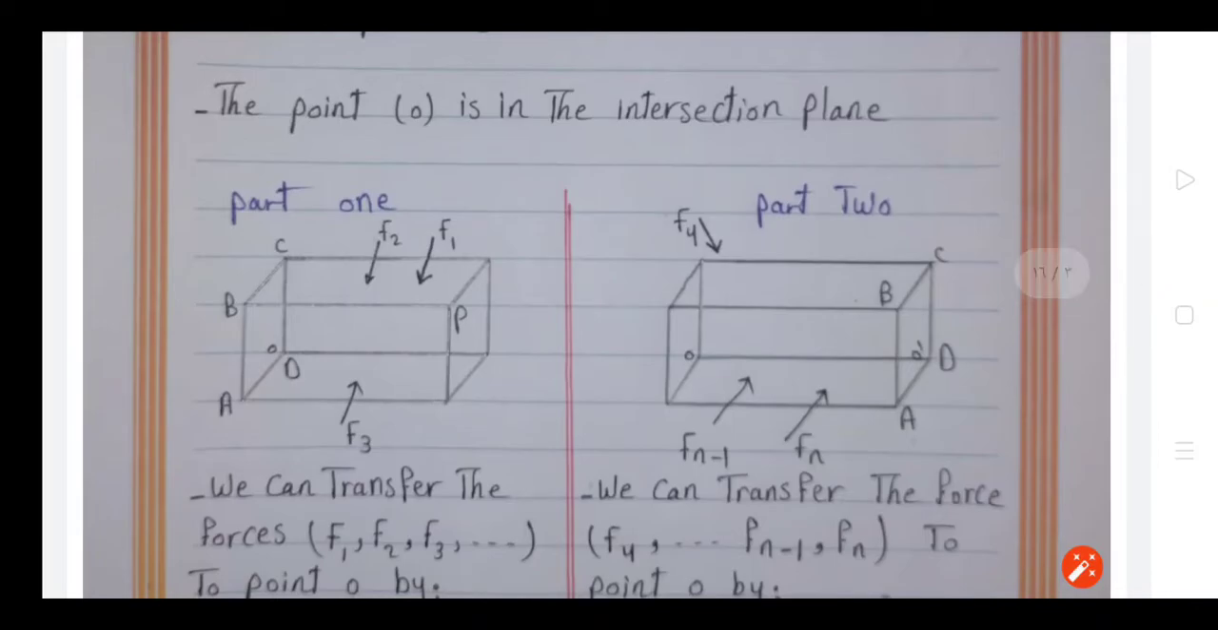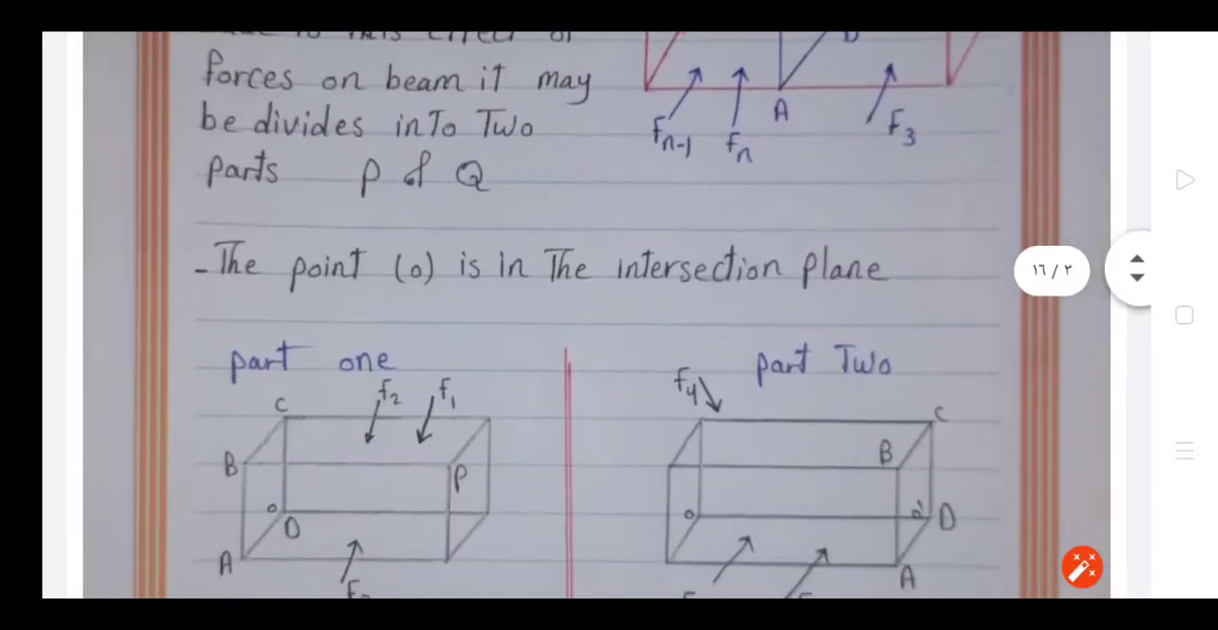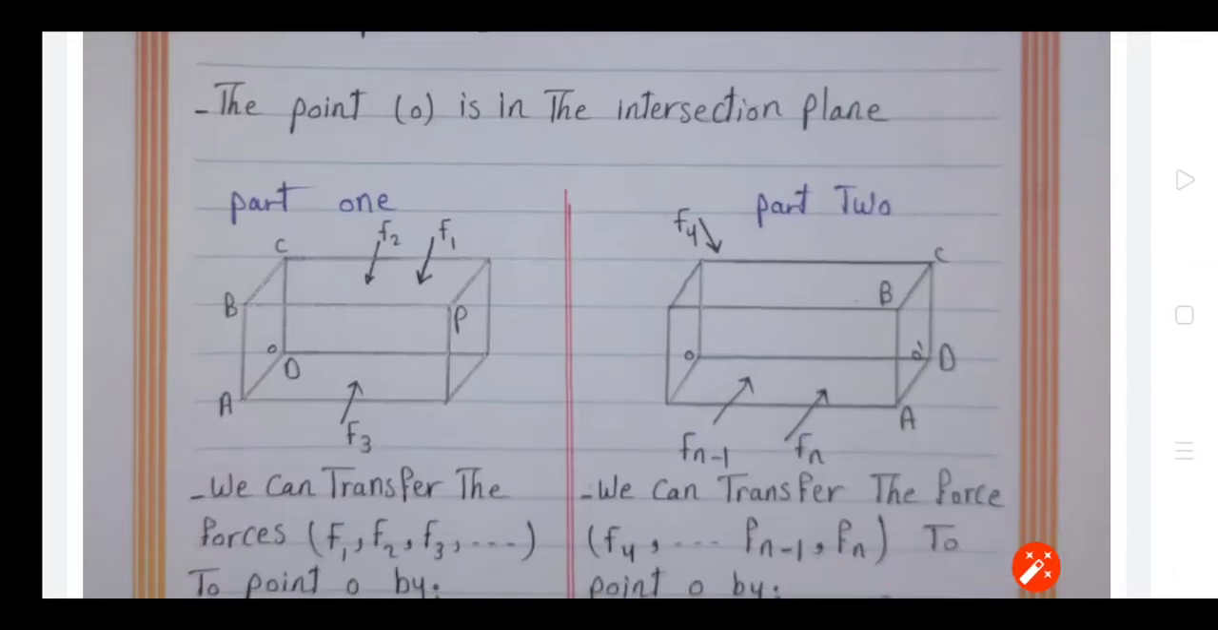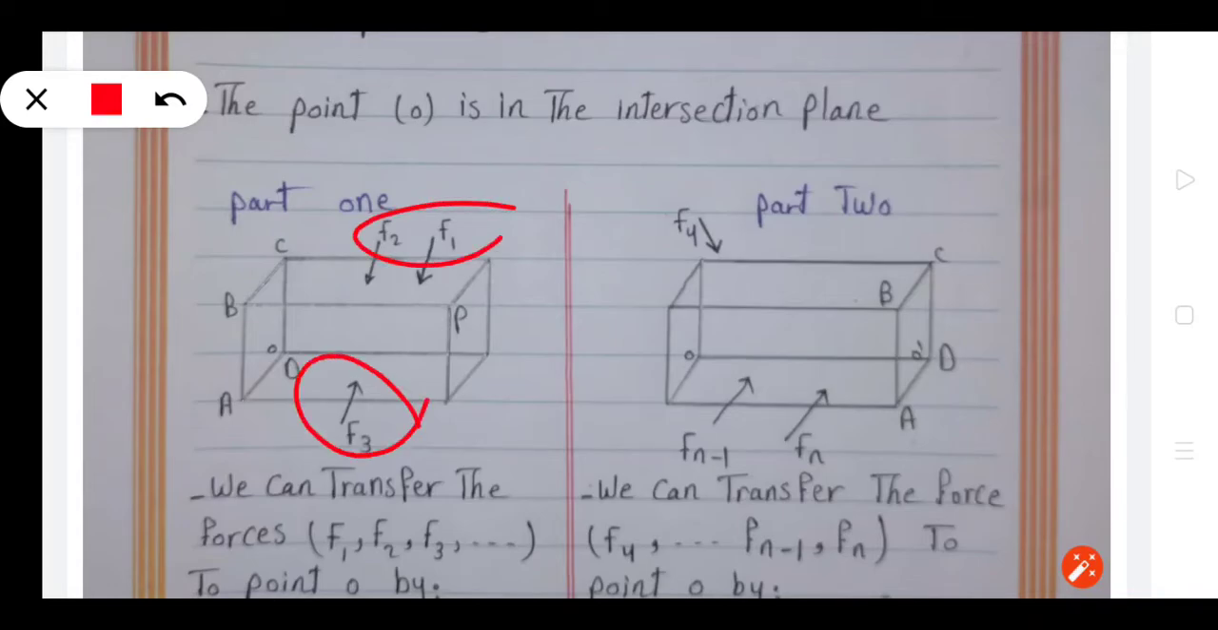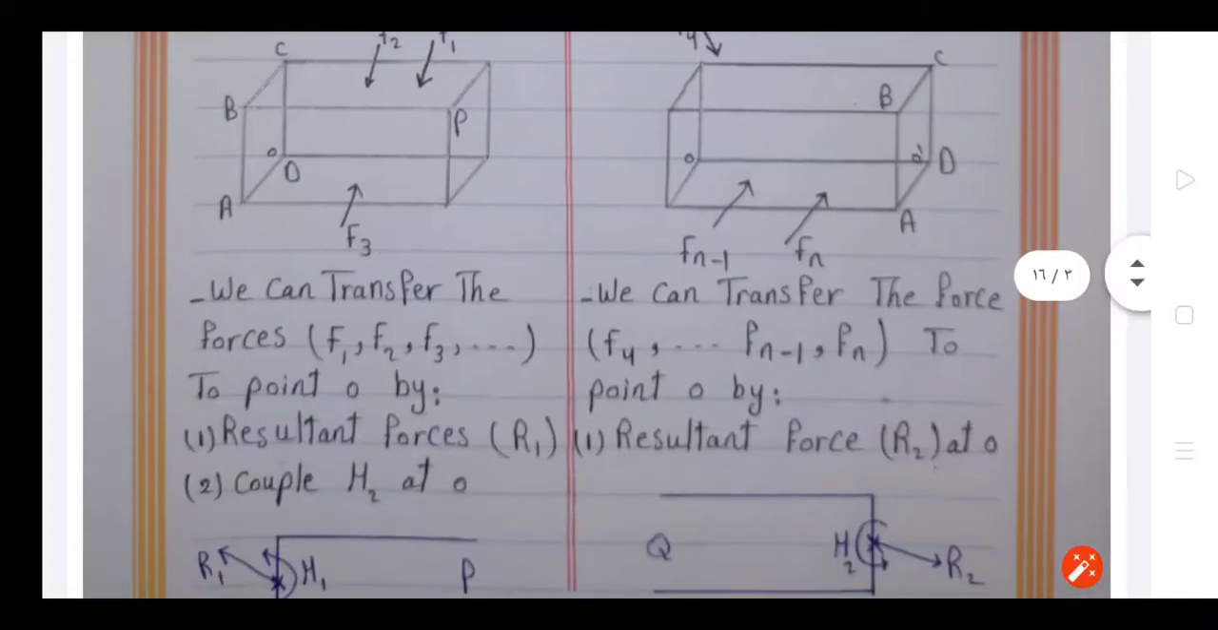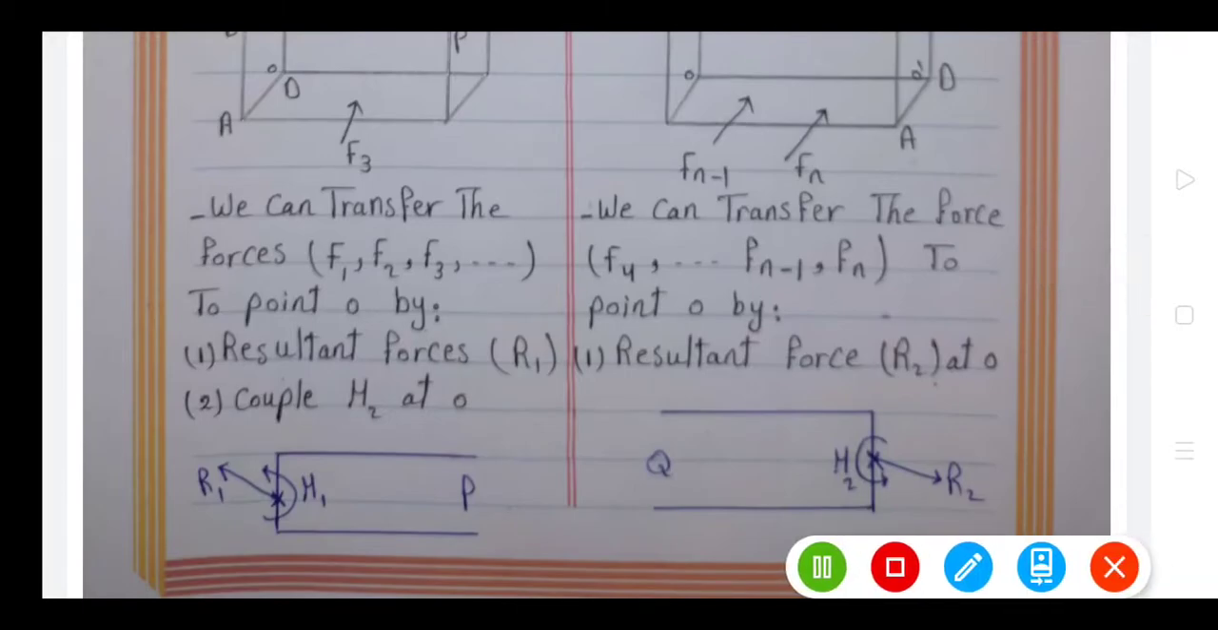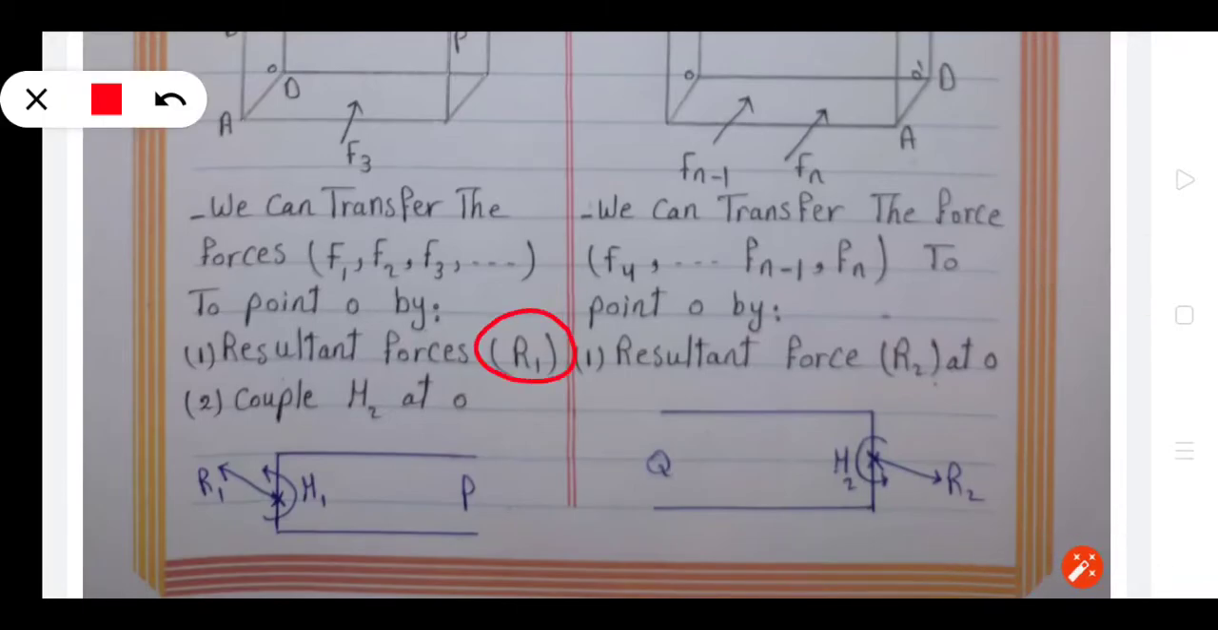Now we will study two parts, part 1 and part 2. Part 1 is B and part 2 is Q. The forces are F1, F2 and F3. The resultant of these forces is given by R1 and its couple is given by M1. As you see, M1 is the couple and R1 is the resultant of its forces.